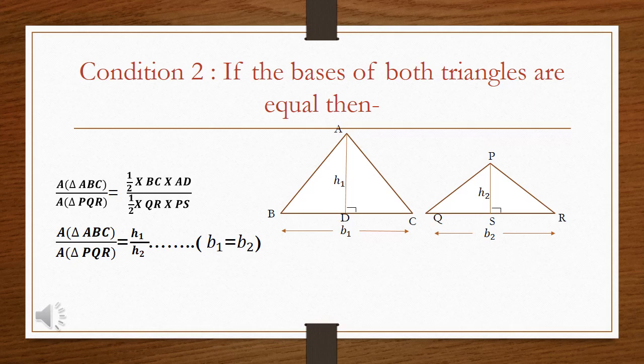So area of triangle ABC upon area of triangle PQR equals, we know, 1/2 base into height. So 1/2 BC into AD upon 1/2 QR into PS. So the ratio of their areas becomes H1 upon H2, because 1/2 gets cancelled and B1 and B2 are both the same, so they get cancelled. So remaining only the ratio of their heights, that means that is equal to H1 upon H2.